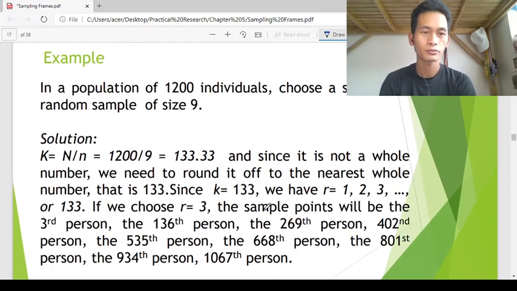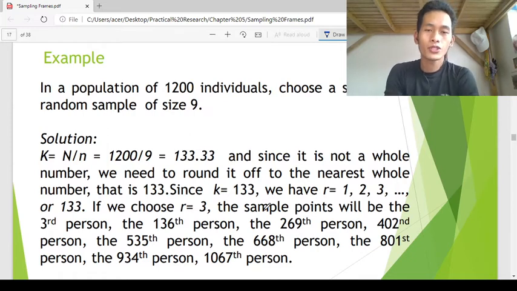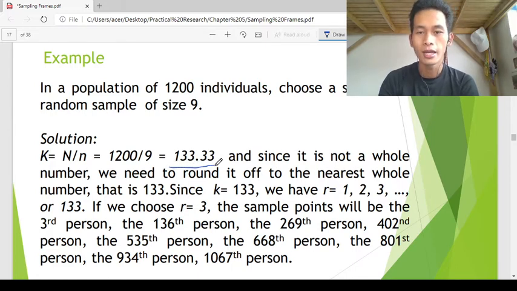Okay, example. In a population of 1,200 individuals, choose a systematic random sample of size 9. Now this is the solution. k is equal to the population size divided by the sample size, 1,200 divided by 9. The interval is 133.33. Since it is not a whole number, we need to round it off to the nearest whole number, which is still 133, because the next digit is only 3.